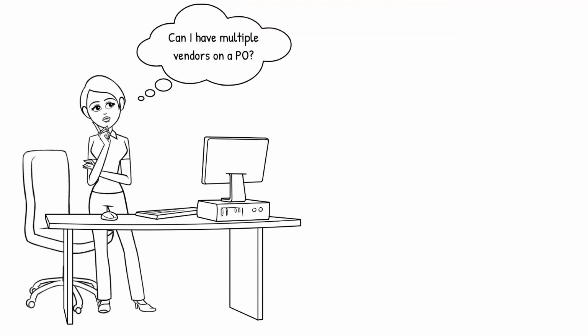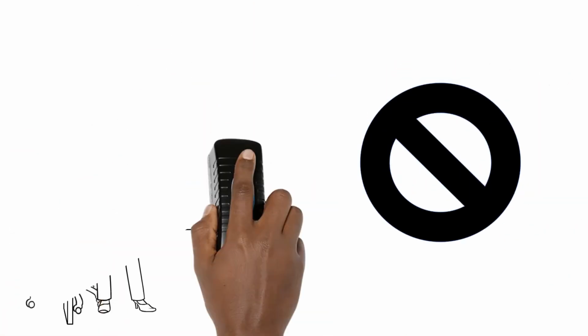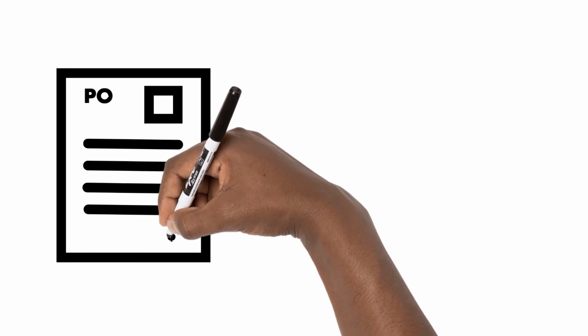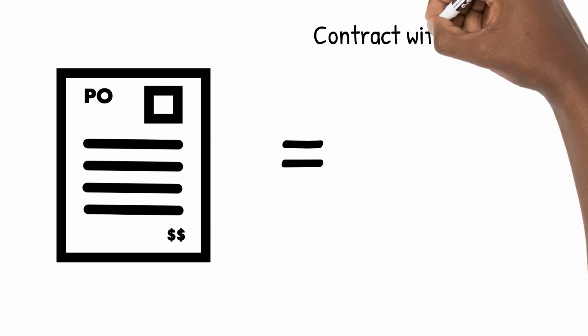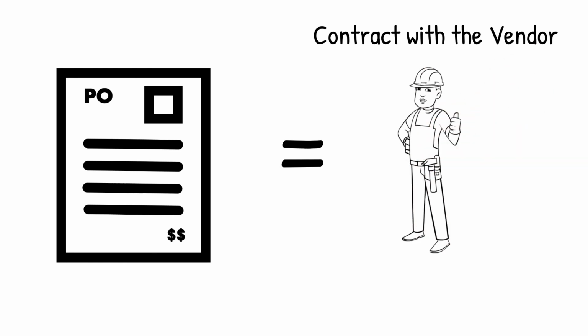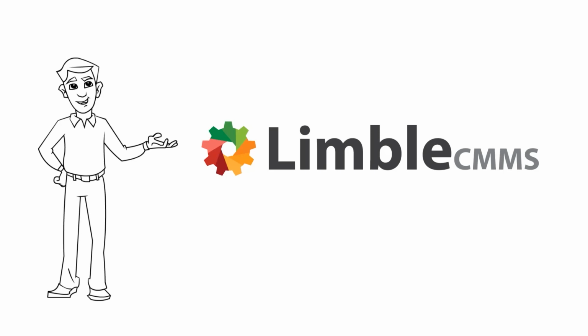Another question we'd like to address is if it's possible to order from multiple vendors on a single PO. The short answer is no. Not only would that go against accounting best practices, but the PO is also a formal contract between you and your vendor. Because this is a purchasing contract between you and your vendor, you can only have one vendor per PO. This concludes the tutorial on Limble's purchasing system.